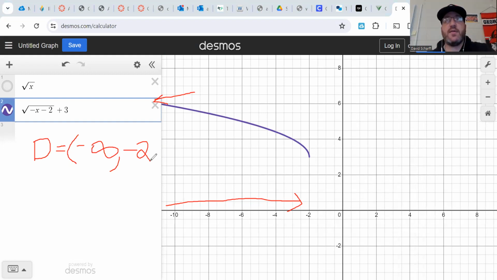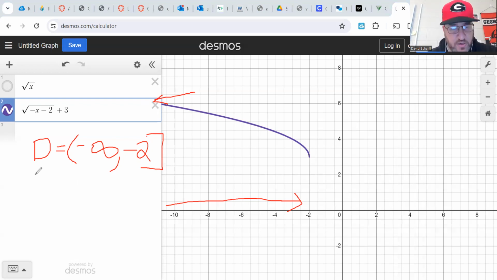It's not like in the growth and decay when we had in the last unit, when I had a curve that kind of flattened out and was approaching the x-axis and never got there. This is a hard stop at -2. So when it's a hard stop like that, we don't do a parenthesis, we do the bracket, the one that's more square looking. Okay. So that's our domain.